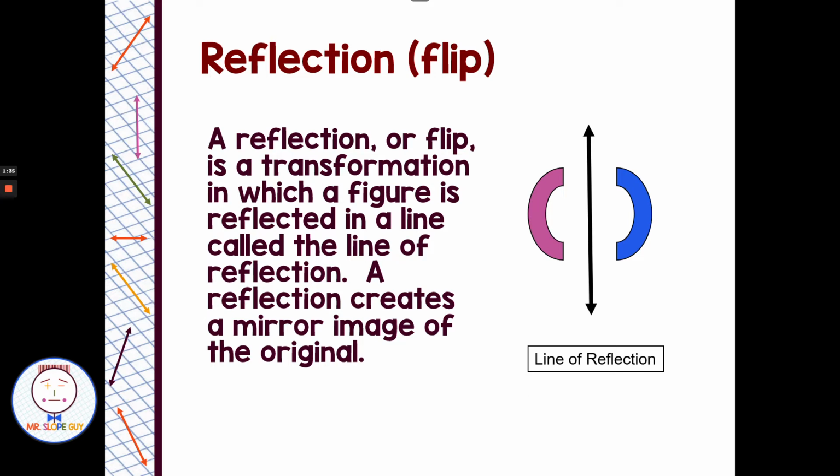So a reflection or flip is a transformation in which a figure is reflected in a line called a line of reflection, and a reflection creates a mirror image of the original. So reflection, just like rotation and translation, the shape stays congruent. It stays the exact same size and shape. So we're not changing the size, we're just flipping it over a line. And if you think of it, if we took a mirror and lined it up on that line of reflection, we would see the same image. So reflection, we reflect in mirrors, it's like a flip.